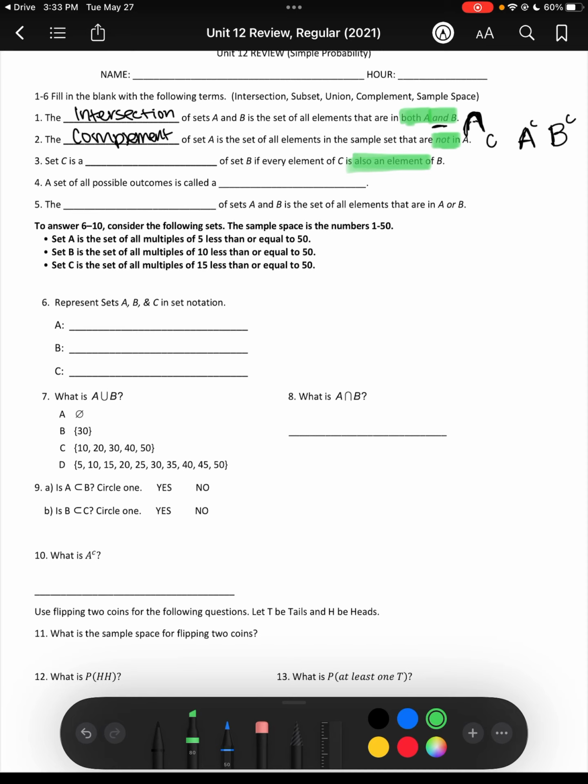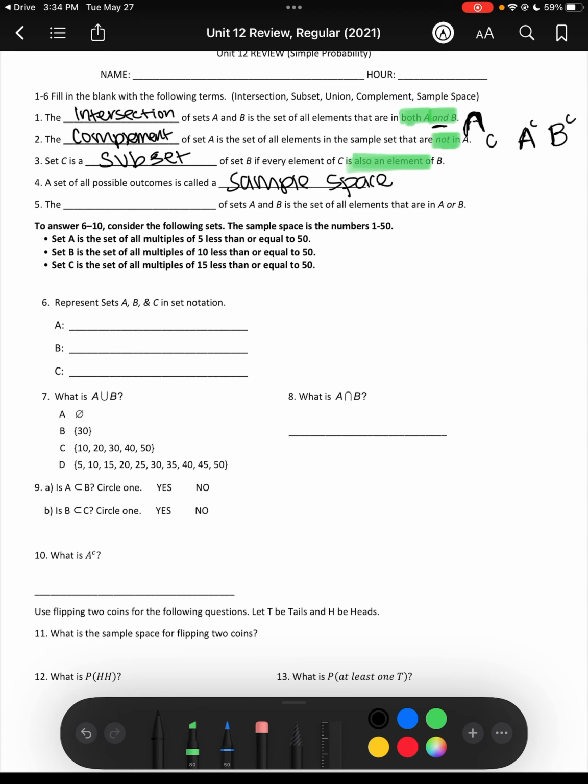A subset is when you have everything in C is also from B. But everything in B is not necessarily shared with C. The other distinction between an intersection is A and B can have an intersection when some things are shared, but for C to be a subset, everything has to be shared in C with B. B can have extra numbers, but C would not be able to have extra numbers. All right, a set of all the possible outcomes is called the sample space. We use this a lot in probability.